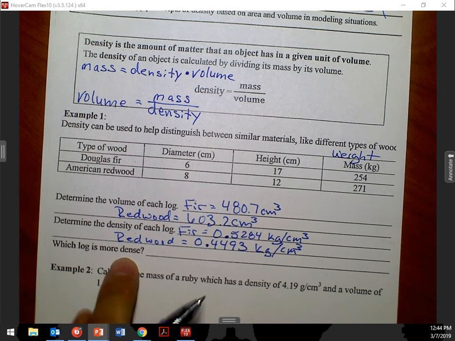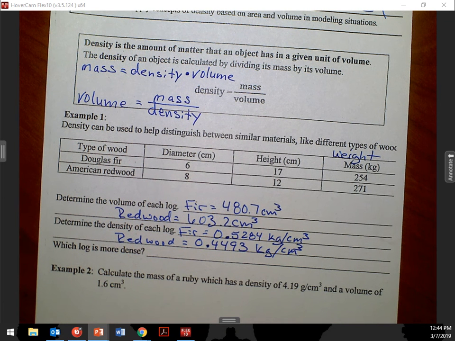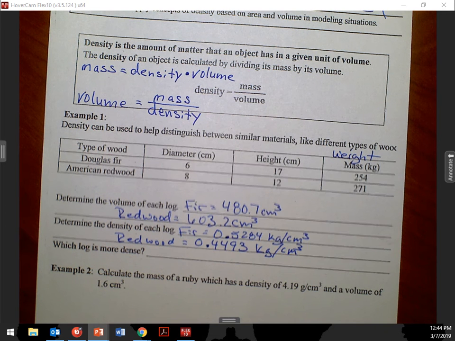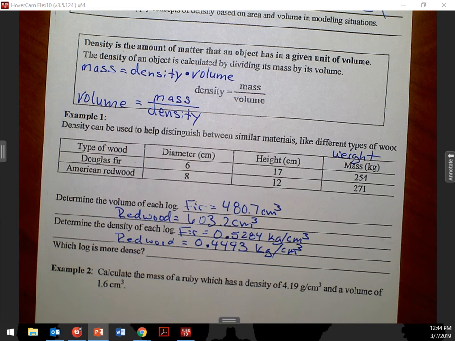Now, which one is more dense? The fur. The fur, right? Yes. Because that one weighs more for every cubic centimeter, right?